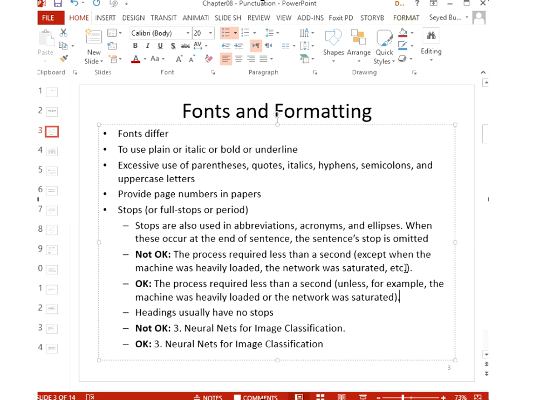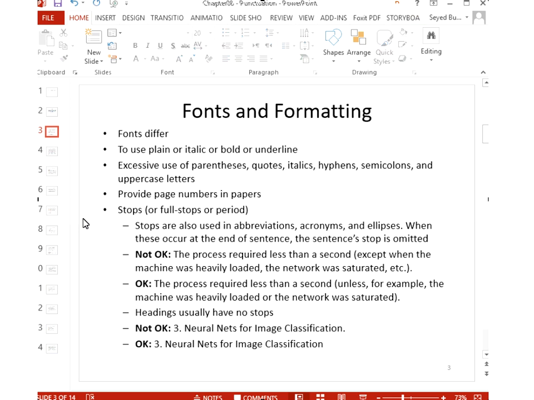So actually, we don't need a double full stop. You can remove the inside one and keep the outside one. You can rephrase it in such a way: unless, for example, the machine was heavily loaded or the network was saturated. If you are writing headings or titles, they don't have a full stop. Don't use a full stop even if it is the end of a sentence line. For example, Neural nets for image classification: there is no full stop at the end.